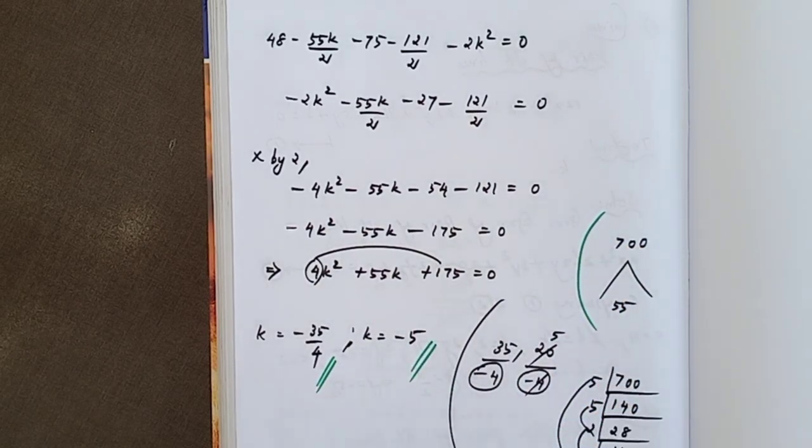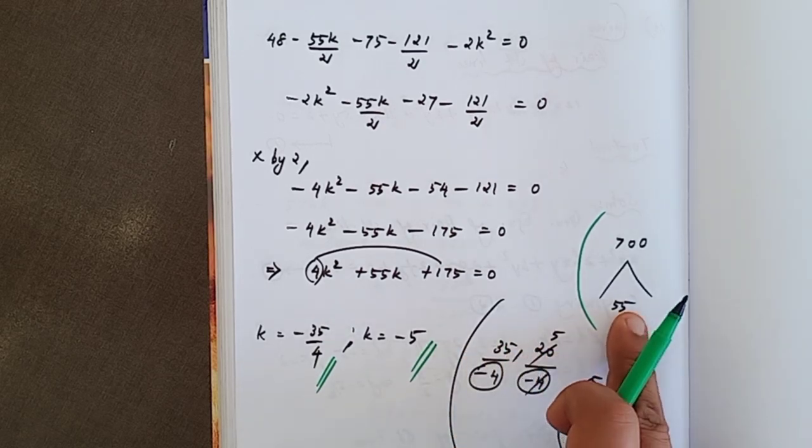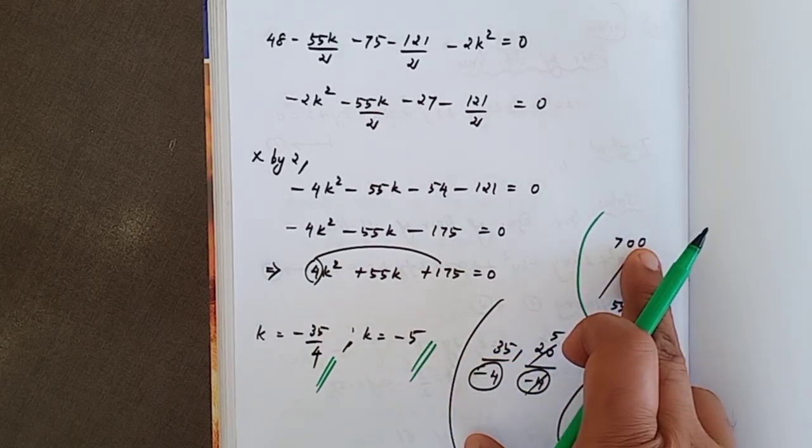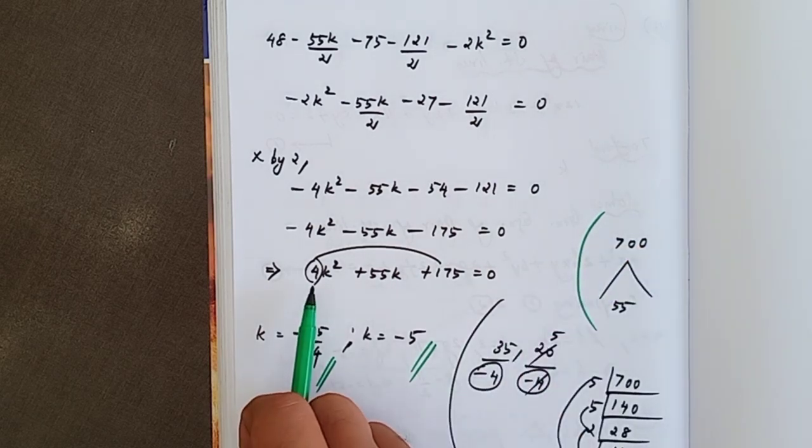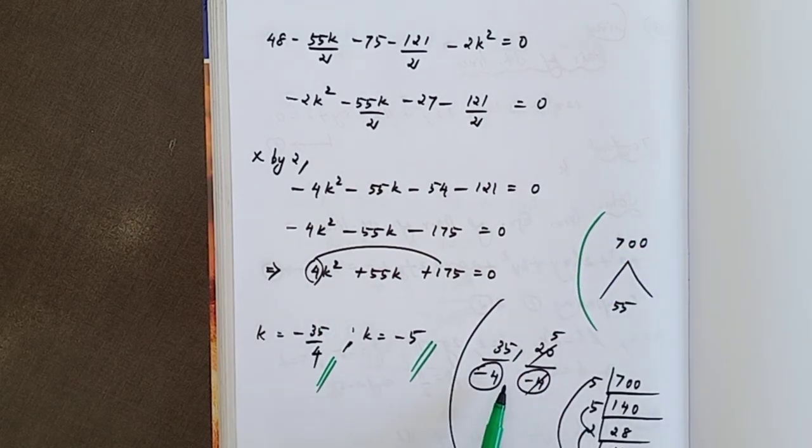In prime factorization, you got the numbers 35 and 20. 35 plus 20 equals 55, and 35 into 20 is equal to 700. Then consider the coefficient of k squared. What is it here? 4. Change the sign and write in the denominator minus 4 and minus 4. This only we can simplify, this one cannot be simplified. 4 table, how many times? 5 times. 35 by minus 4, that is minus 35 by 4, you can directly write. And plus by minus, minus 5.